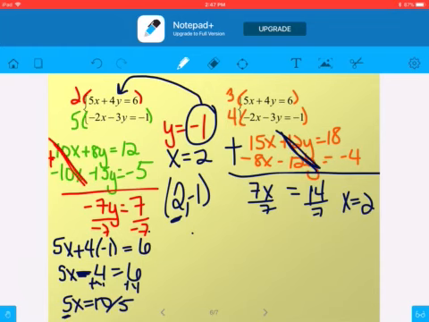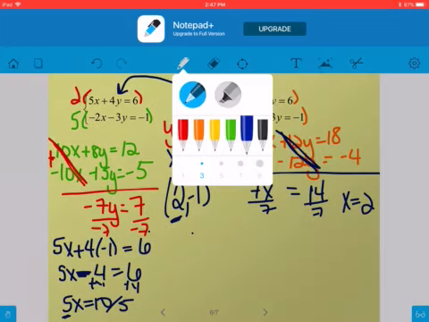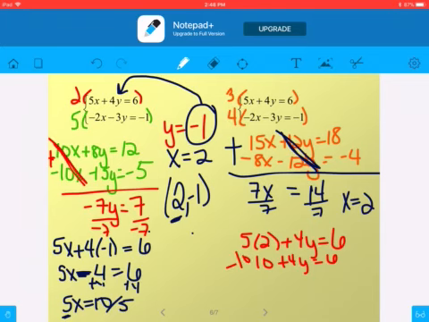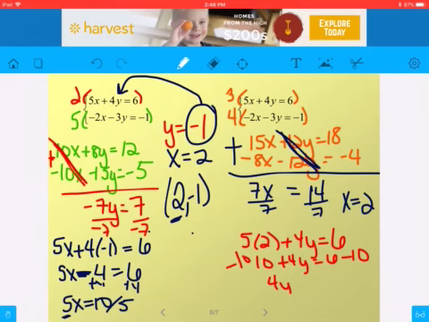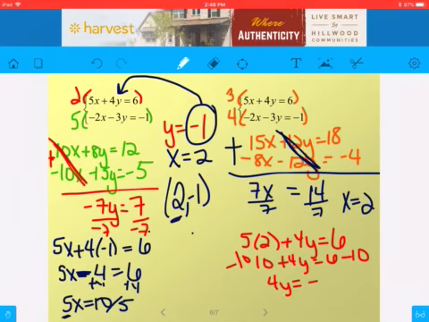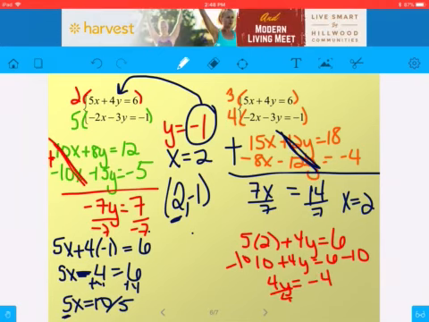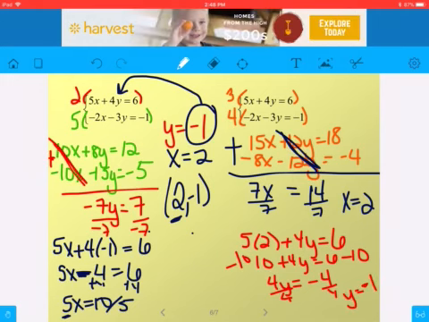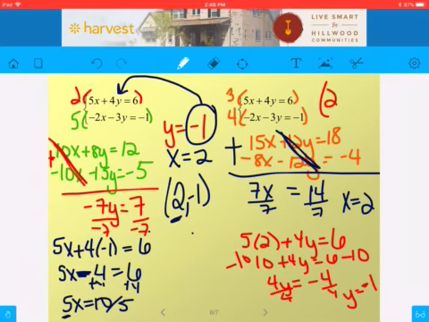And now I'm just going to take 2 and I'm going to plug it into one of my equations. I'm just going to do the top equation. So 5 times 2 plus 4y equals 6. So 10 plus 4y equals 6. Now I can subtract 10. So 4y equals -4. Divide by 4, so I get that y equals -1. So my solution is (2, -1).